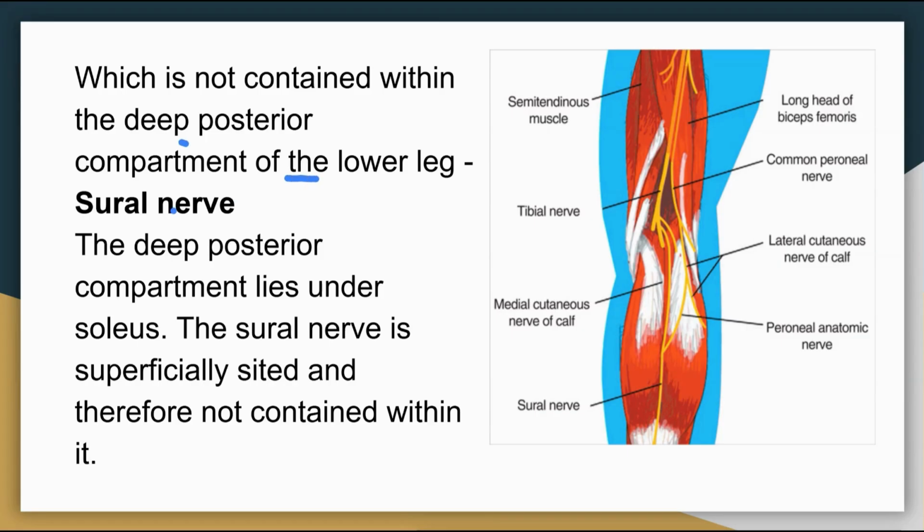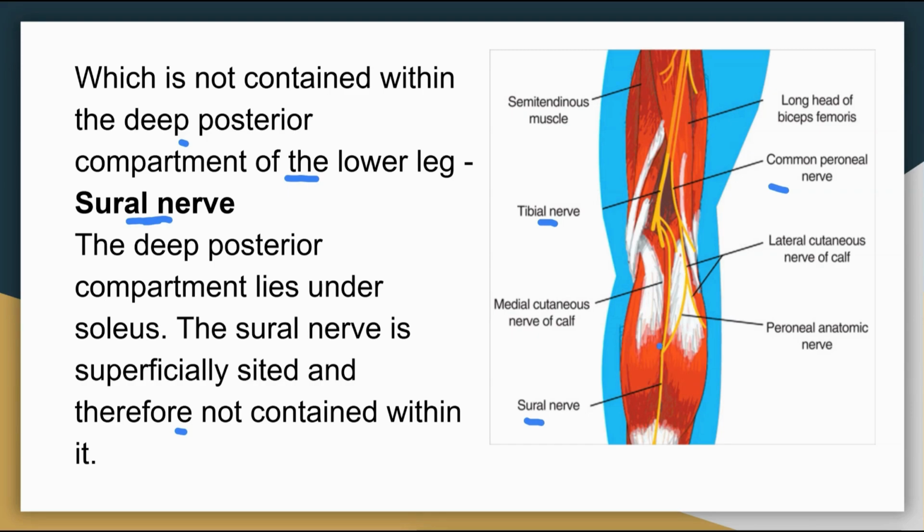Which nerve is not contained within the deep posterior compartment of the lower limb? So we know that the sural nerve is not a component of the deep compartment, as it is present in the posterior compartment superficially. Now, the sural nerve is superficially sited and therefore it is not present in the deep compartment. Let's revise some anatomy. In the popliteal fossa, on the medial side we have the semimembranosus and semitendinosus. On the lateral we have the biceps femoris, and here we have the tibial nerve and the common peroneal nerve. Now there is a contribution from both these nerves to form the sural nerve, and the sural nerve is going to run over the gastrocnemius muscle, and it is going to be present in the superficial aspect of the posterior aspect of the leg.